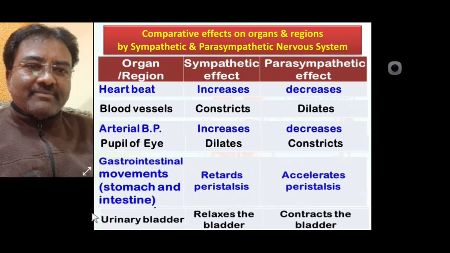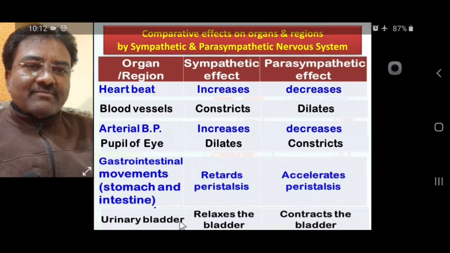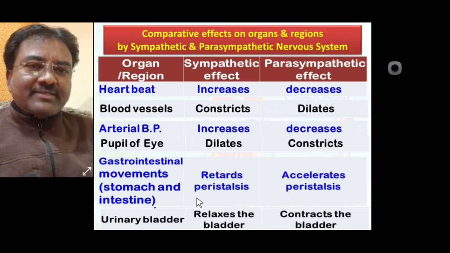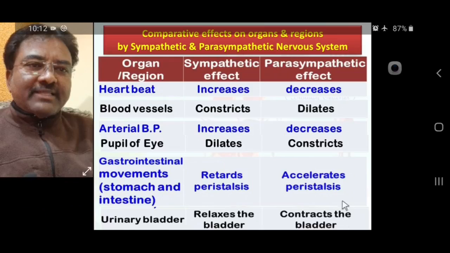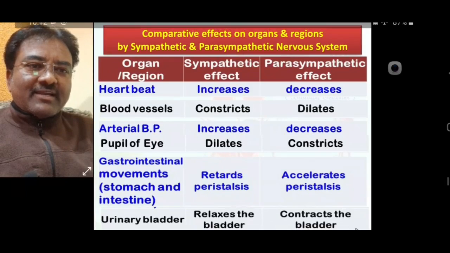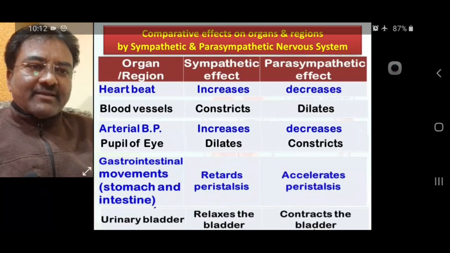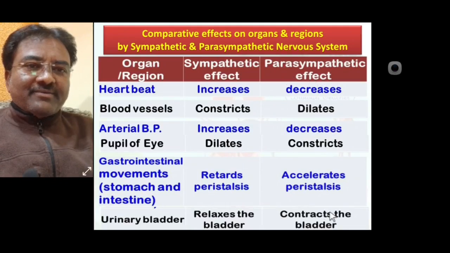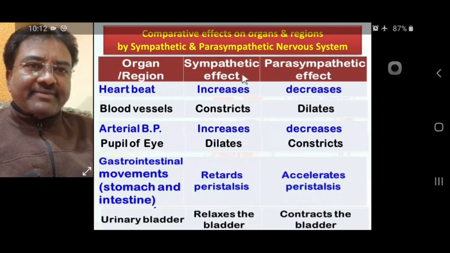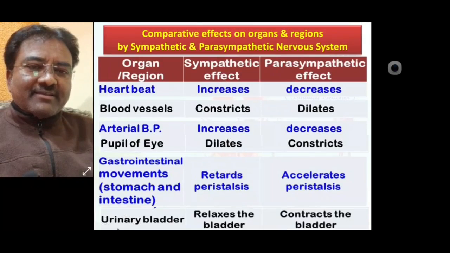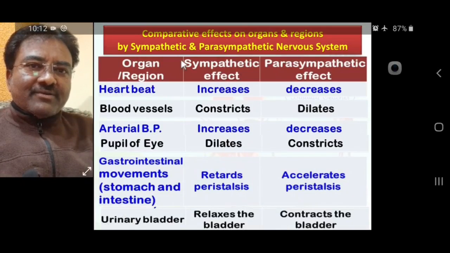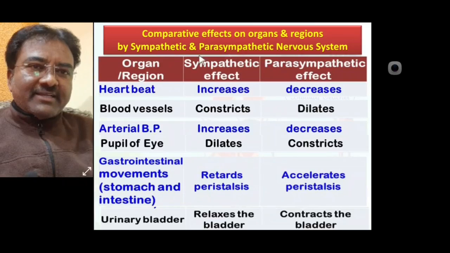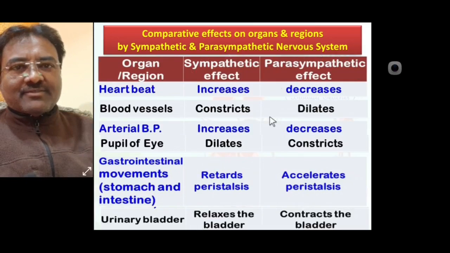अँड लास्ट, युरिनरी ब्लॅडर रिलॅक्सेस the bladder by effect of sympathetic nervous system, but parasympathetic nervous system contracts the bladder of urinary system. Urinary bladder contracts by effect of parasympathetic nervous system. Urinary bladder relaxes by effect of sympathetic nervous system. Here noted different organs and regions, sympathetic nervous system effect, parasympathetic nervous system effect. Hope that you understood everything.